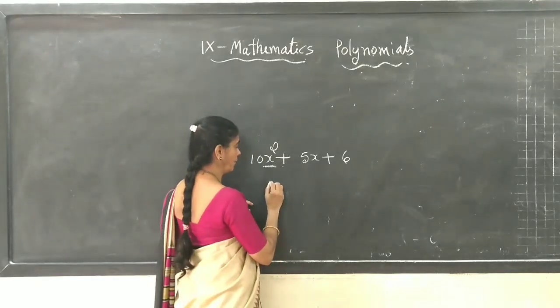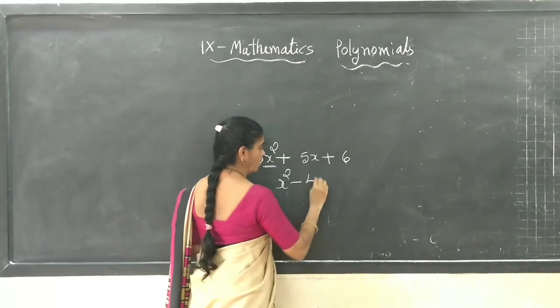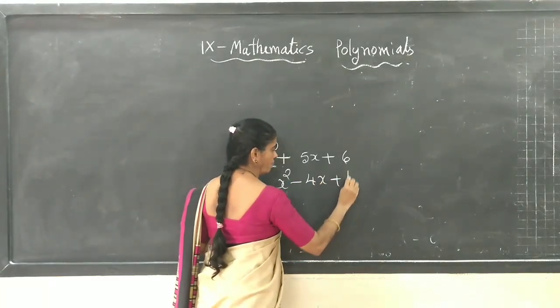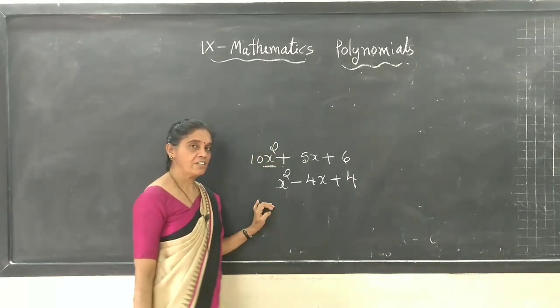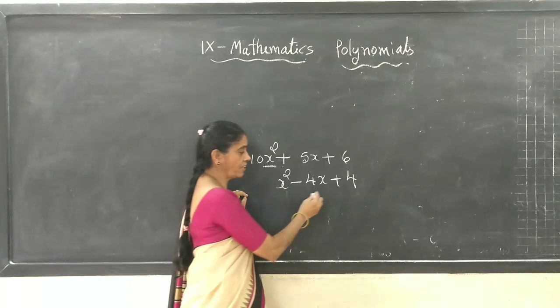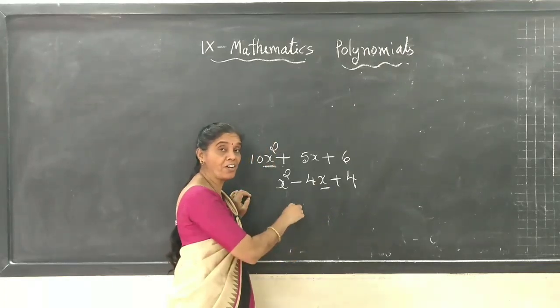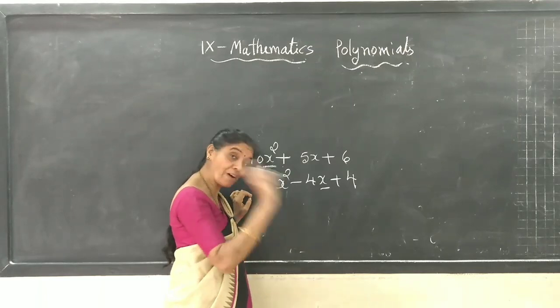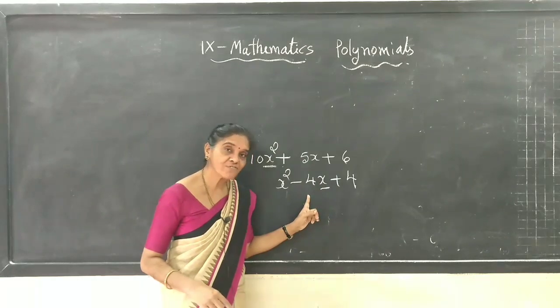In another example, x square minus 4x plus 4. Now in this case, what is the coefficient of x here? Is it 4 or minus 4? It is minus 4. The coefficient of x here is minus 4.